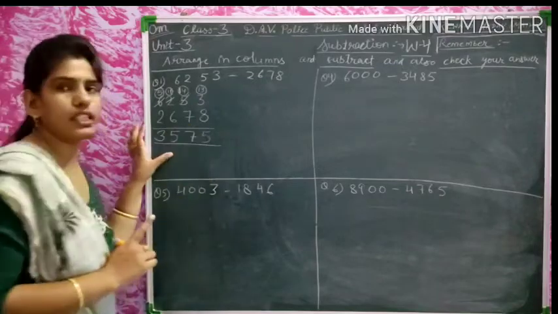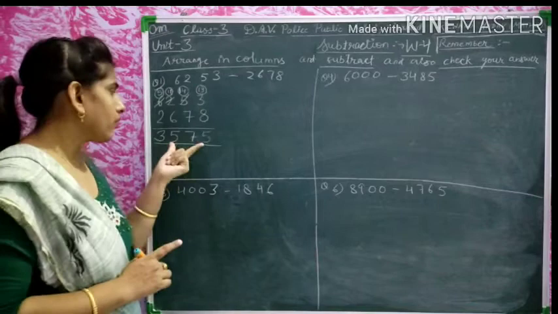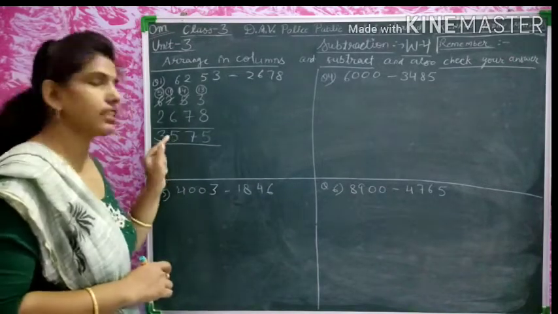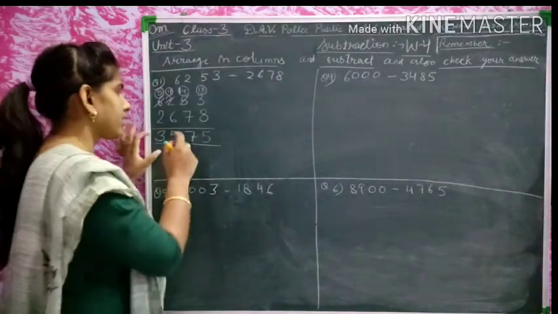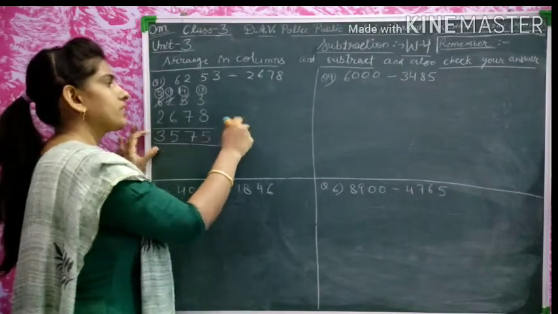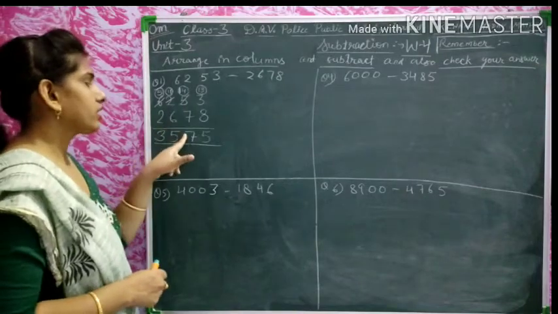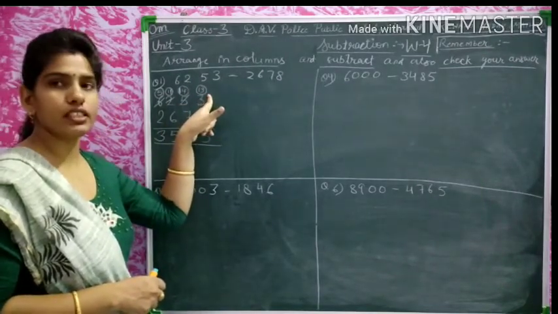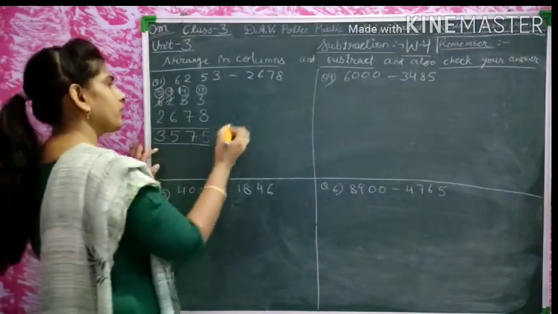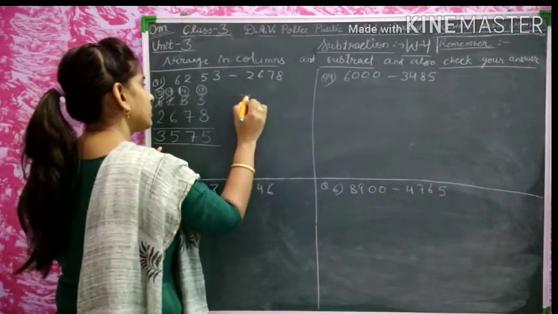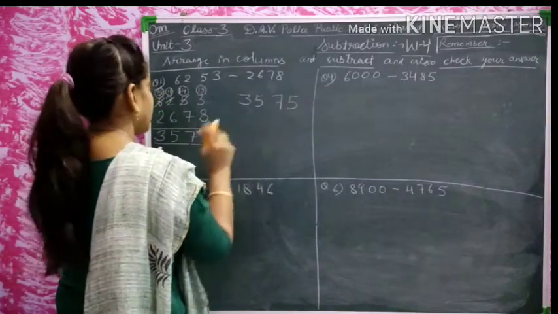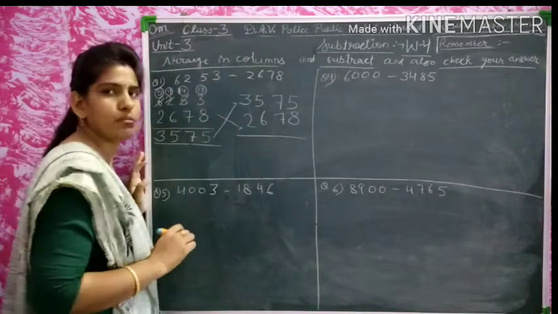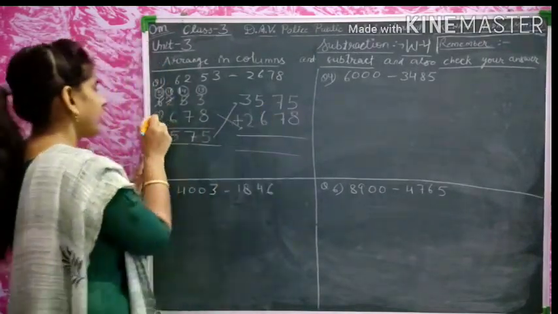Now students, for checking this number, we arrange in columns first. Now we take the difference. Subtraction has been done. Now we will check your answer, whether this answer is correct or not. We will write the answer and add it to the number being subtracted, 3, 5, 7, 5, and we will write 2, 6, 7, 8. Does it become this number? Let's check.